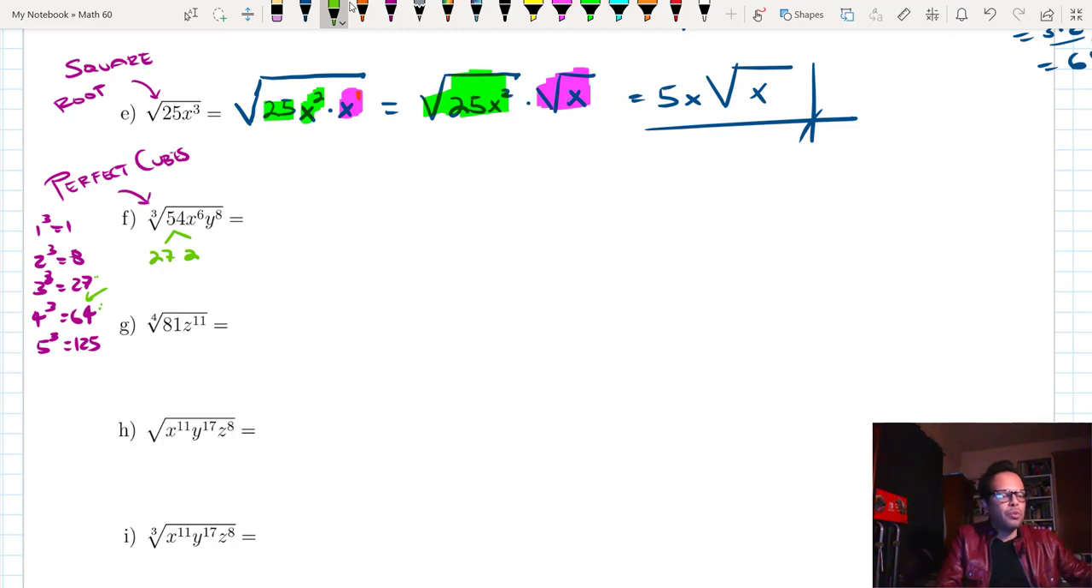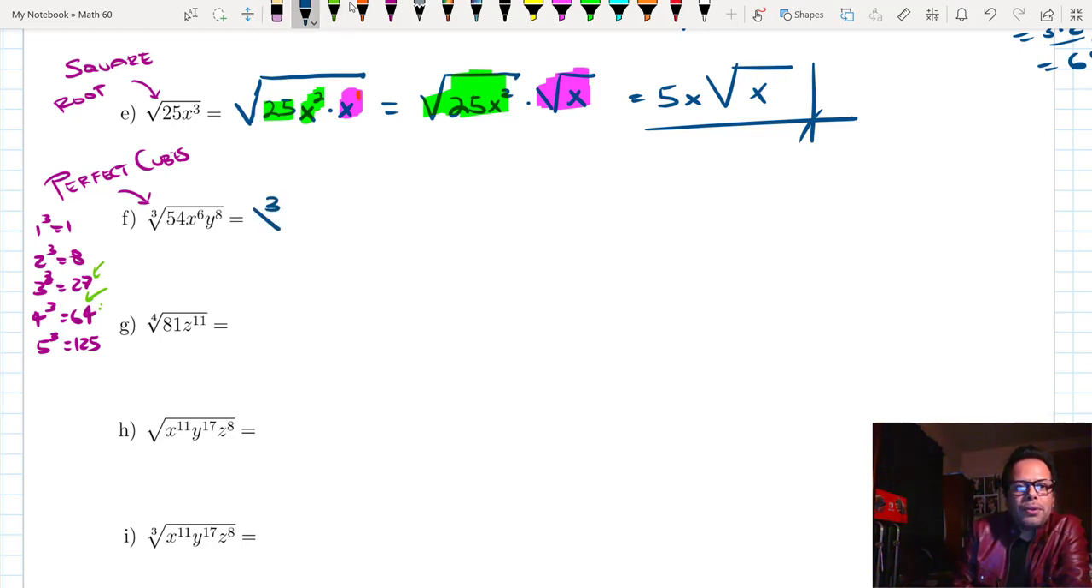Now, between 27 and 2, is any of them a perfect cube? The answer to this question is yes. 27 is a perfect cube. That's 3 cubed. Let me erase this. I'm going to rewrite this as the cube root of, instead of the number 54, 27 times 2.